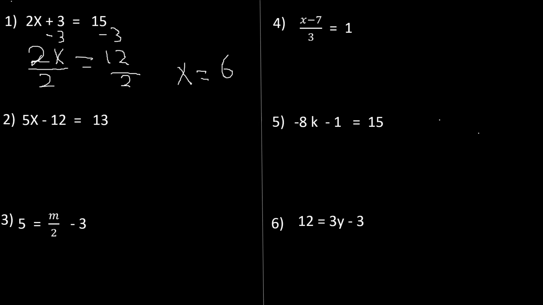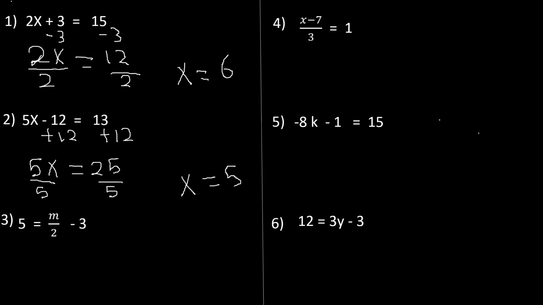In the next example, 5x minus 12 equals 13. To solve it, we have at first to add 12 to both sides. Now 5x equals 13 plus 12 equals 25. Now the next step is to make it over 5, and the answer will be x equals 5. Let's go to the third example.